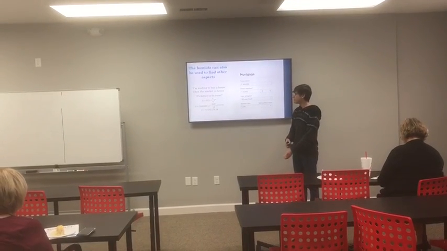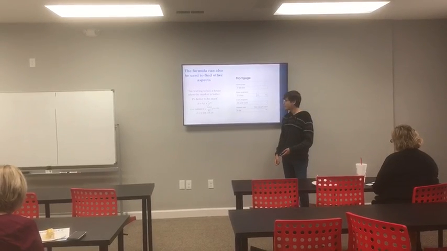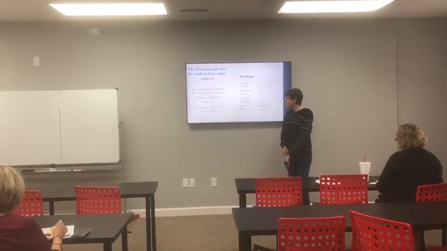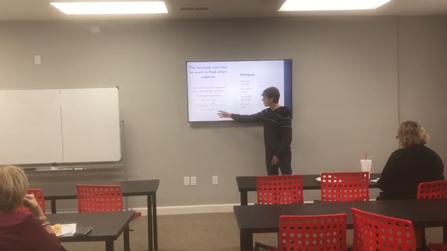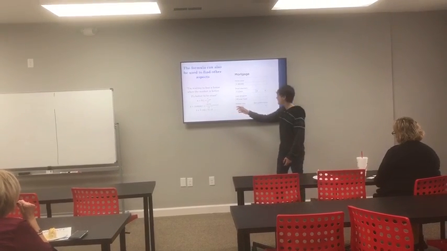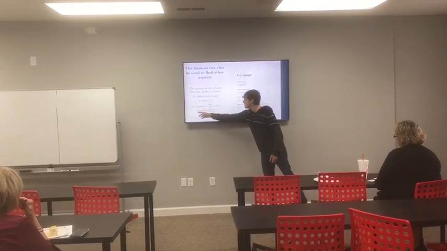The formula can also be used to find other aspects. Say your buyer is going to buy the house whenever the market is a little better, about 2% better. What you would do is use the same formula, and you would just replace this, and you would subtract the 2% from the interest rate. And see, you would save about half.